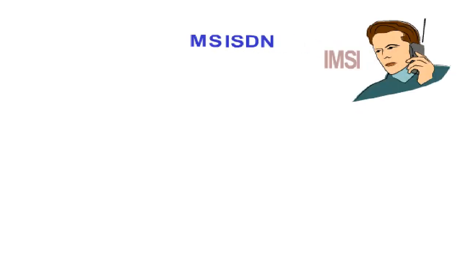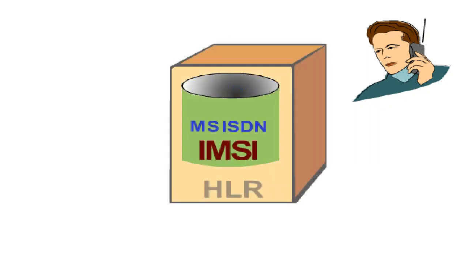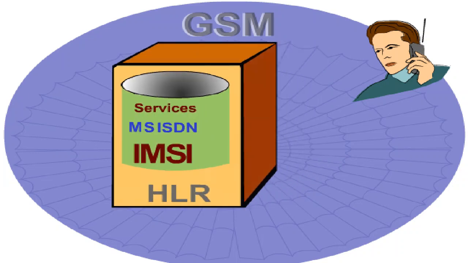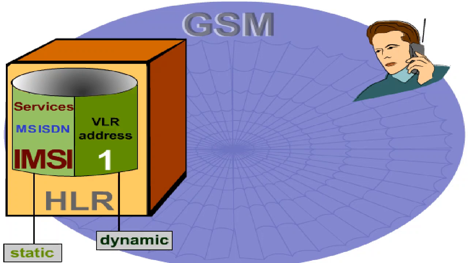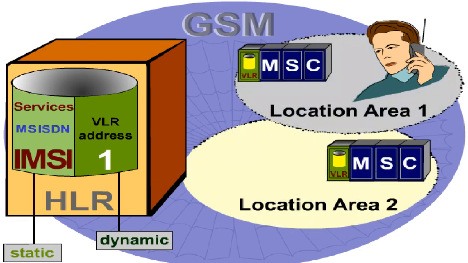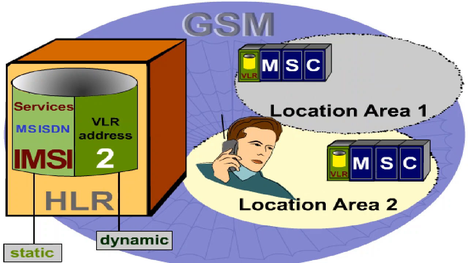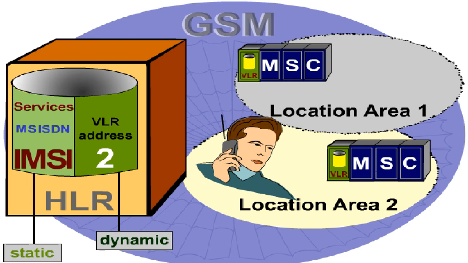MSISDN and IMSI are stored as permanent database entries in the Home Location Register, HLR, of the customer's home network. The HLR also contains information on the services for which the customer is registered. These are static entries. In addition, a database field is reserved for the current VLR address. This entry is dynamic and is updated depending on the location area where the subscriber is. In this way, the HLR always knows the current location of the subscriber, and thus enables the routing of calls to the relevant MSC.